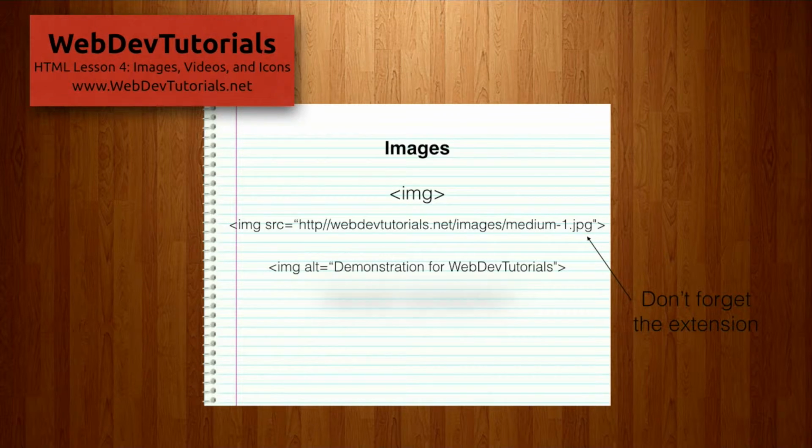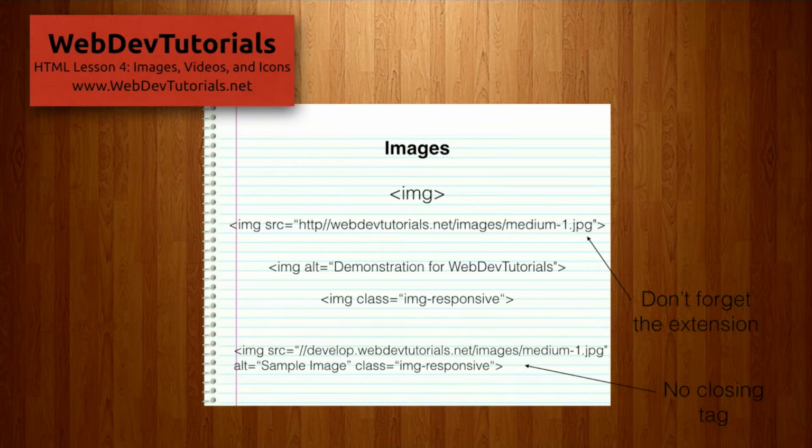You can also use the class equals image responsive to make the image shrink if necessary. If you don't make it responsive, the image will always render at full size. Note that the image tag does not have a closing tag.